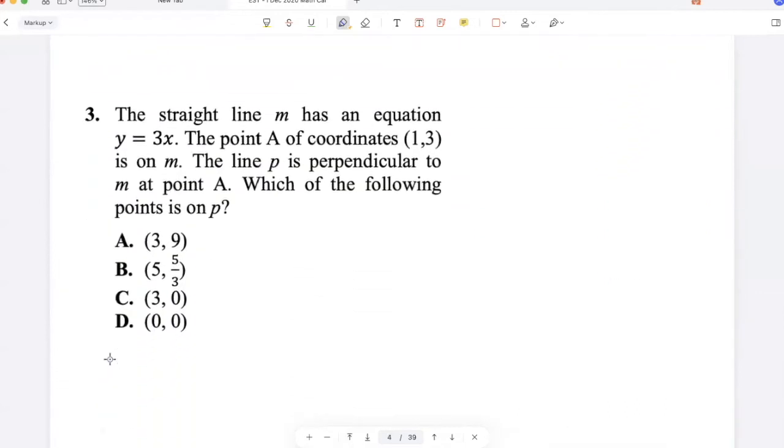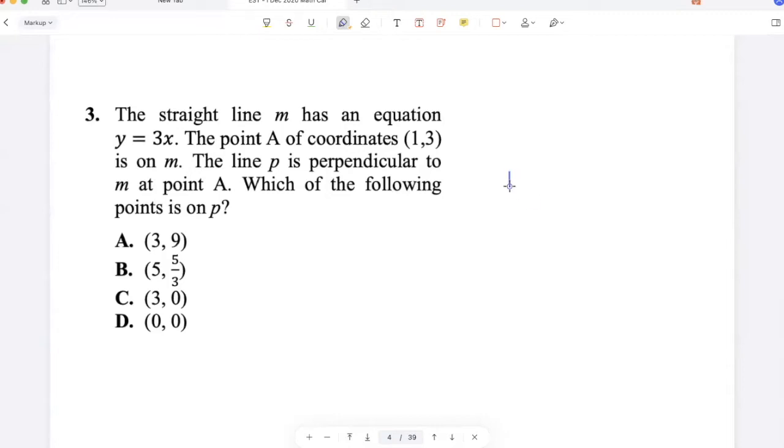The straight line M has an equation y is equal to 3x. The point A with coordinates 1, 3 is on M. The point P is perpendicular to M at point A. Which of the following points is on P?